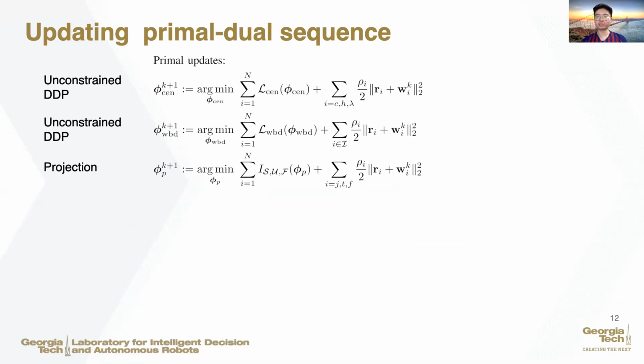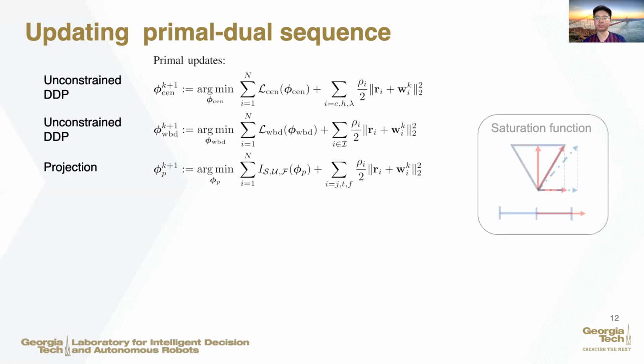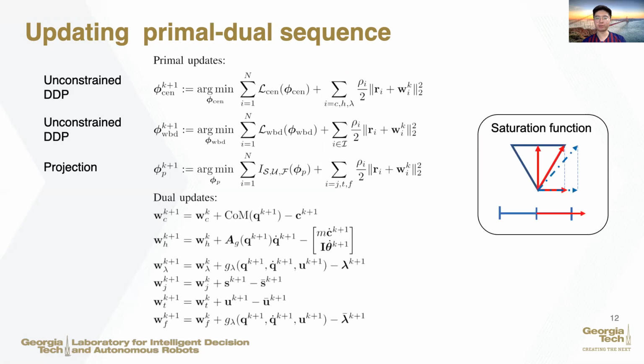By creating this new projection block, we make minimal modifications to the DDP block to preserve good convergence and efficiency of solving an unconstrained trajectory optimization problem. The projection block reduces to a simple saturation function. When the input violates the boundary, it will be manually set back to the boundary value. This applies to both box and cone constraints. Then the primal updates will be followed by simple dual updates, which can be performed efficiently.